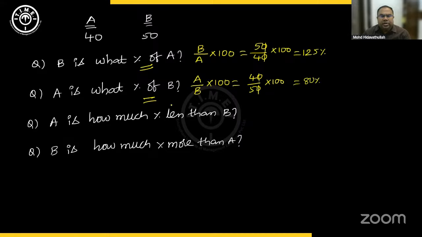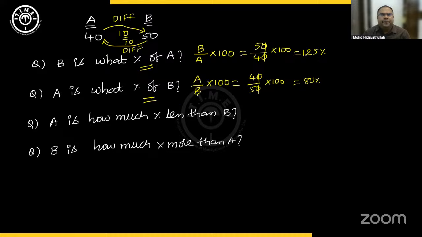Now, A is how much percent less than B? Correct, Pinterest, it is 25. Correct, Gautami. B is how much percent more than A? Srija, correct answer. A is how much less than B? If I take numbers, how did we get this difference of 10? B is how much more than A? 10. Number-wise, it is the same. Either way, A is 10 less than B and B is 10 more than A.